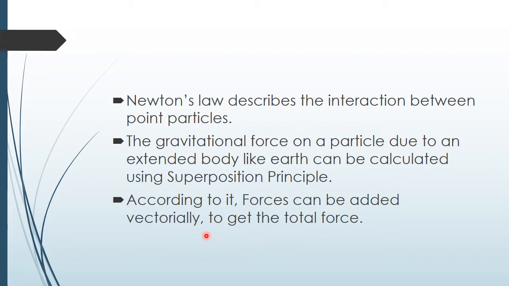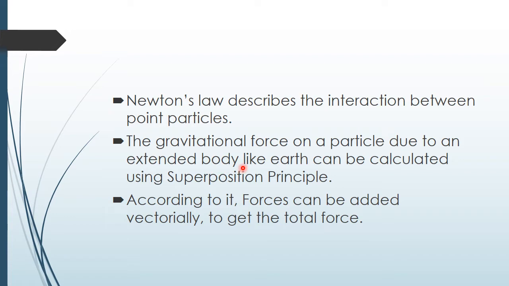So we can assume a massive body to be made of an infinite number of tiny point particles, and we can find the sum of the individual forces made by individual point particles. By the superposition principle we get the total force of such an extended body on another body. This is the principle by the help of which we find the gravitational force due to extended bodies.